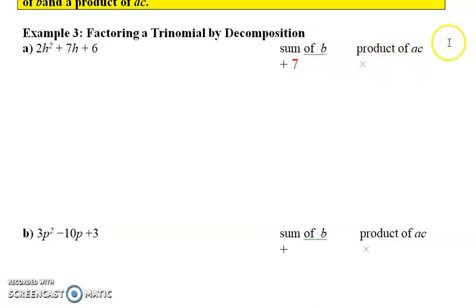And multiplied together to give the product of AC, so 2 times 6. Remember before it was just 6 because the A value was 1. Now it's 2 times 6. So the product of A times C, which would be 12, which is 2 times 6, is equal to 12. That's our goal.